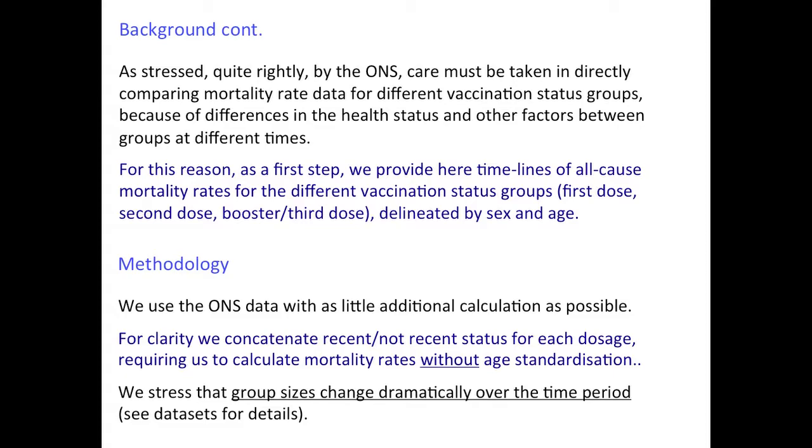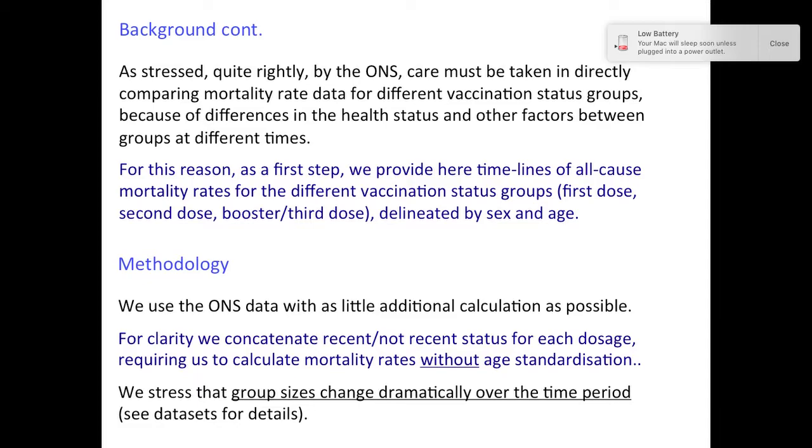The ONS has stressed, quite rightly, that care must be taken in comparing mortality rate data across different vaccination status groups. The simple reason for this is that depending on a given individual's health situation, they may not have received a particular vaccine dose, or they may have received it early, and so on. So when looking at different vaccination status groups, one cannot know at a given time really the detailed profile of individuals in that group, and so it's very careless to directly compare mortality rates across those groups.